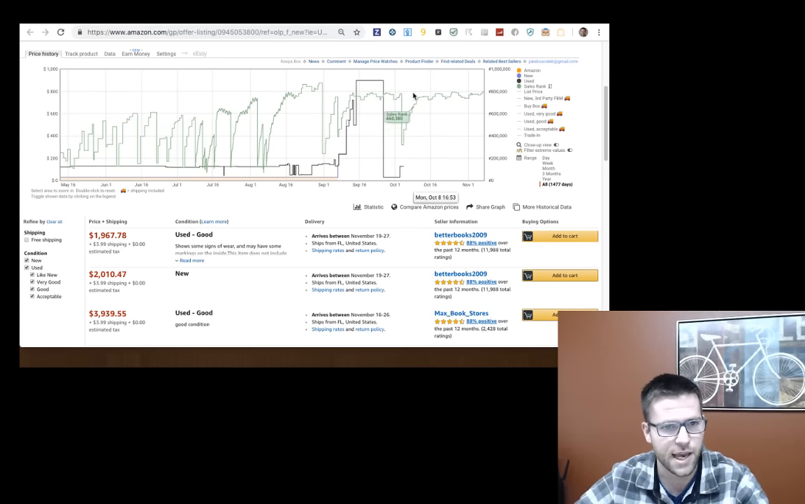It looks like Keepa, for whatever reason, doesn't show us extreme values. So even though the lowest used price is 2,000, it's not here at all.